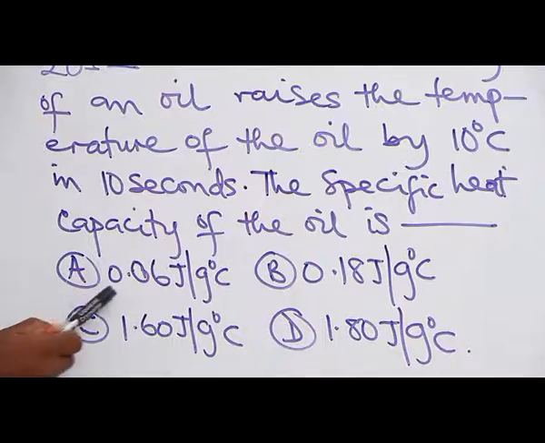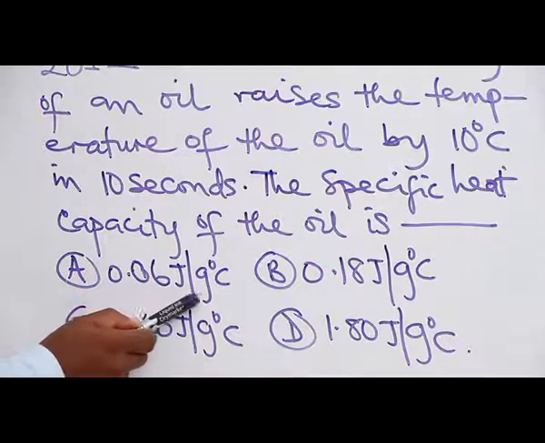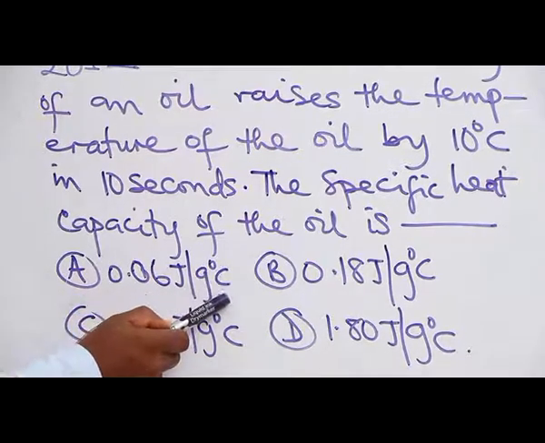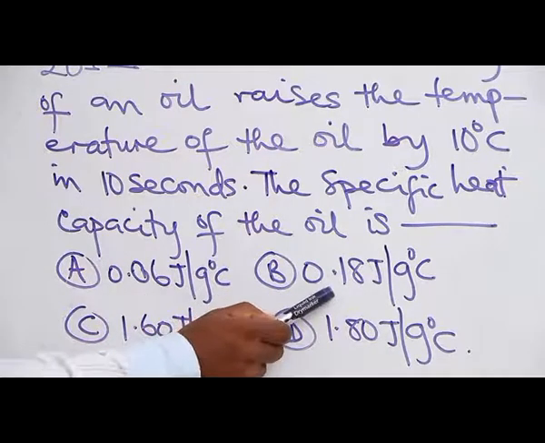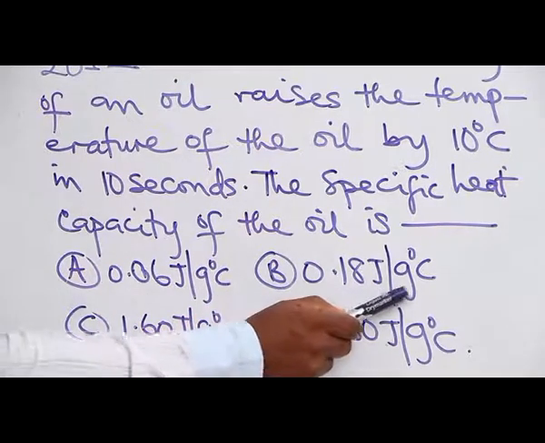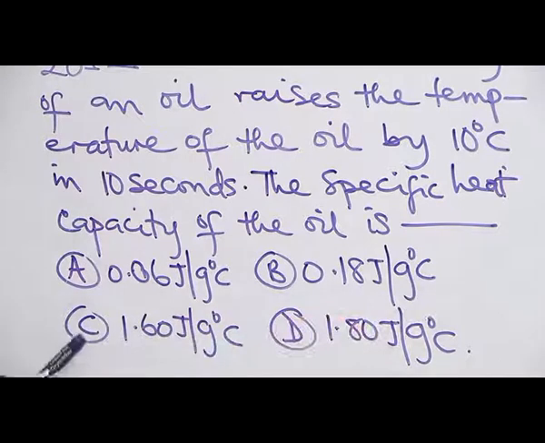Option A, 0.06 joule per gram per degree Celsius. B, 0.18 joules per gram per degree Celsius. C, 1.60 joules per gram per degree Celsius. D, 1.80 joules per gram per degree Celsius.